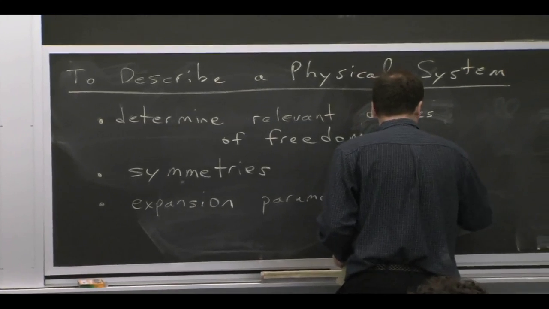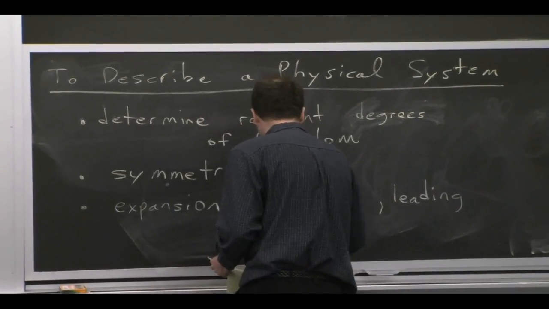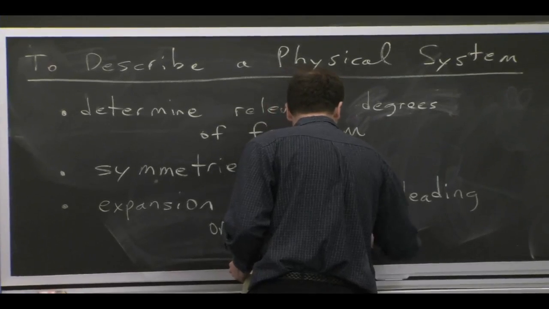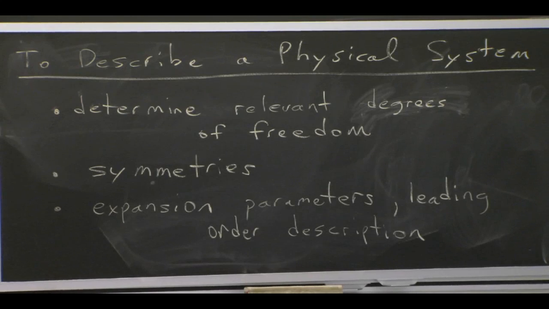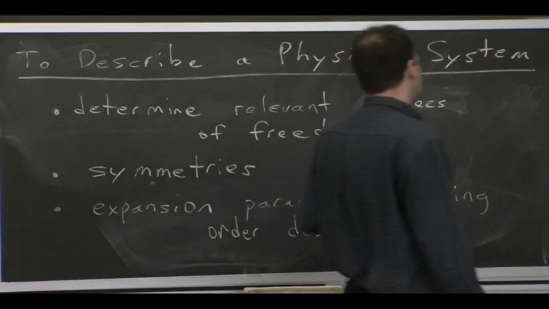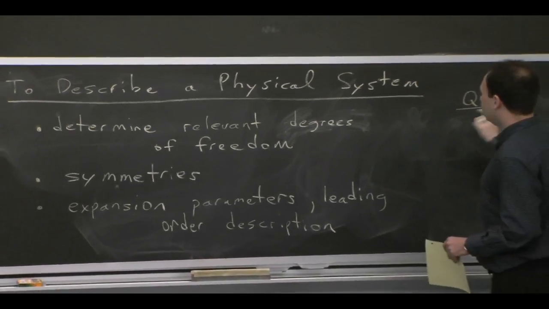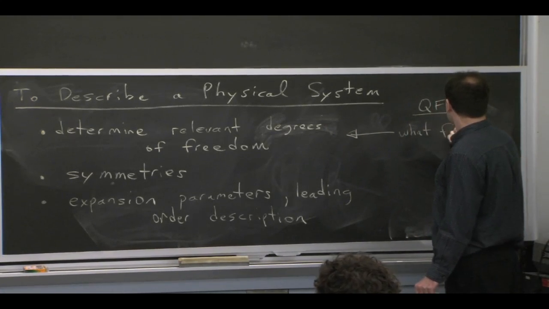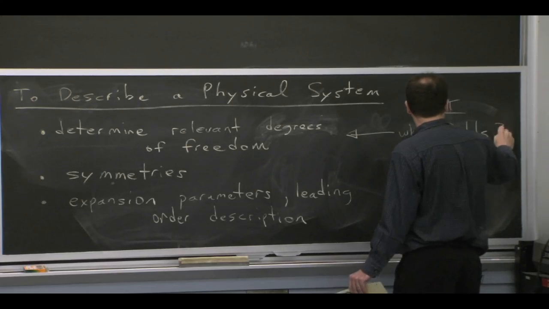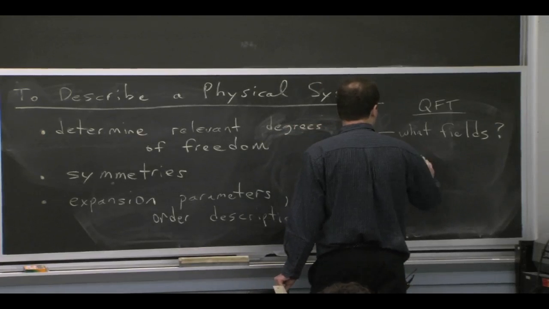The other important thing is to figure out what you're expanding in, and at the same time, what the leading order description of the theory is. What is the lowest order Lagrangian? Basically, these are the things you have to do to get started. This is true independent of what theory you're talking about. If you're doing quantum field theory, what the first one means is figuring out what fields you're going to be using.